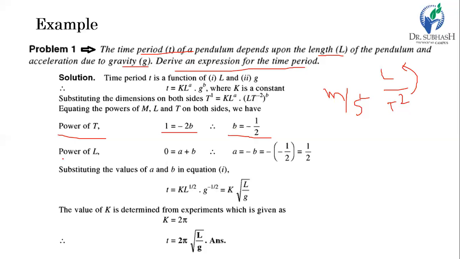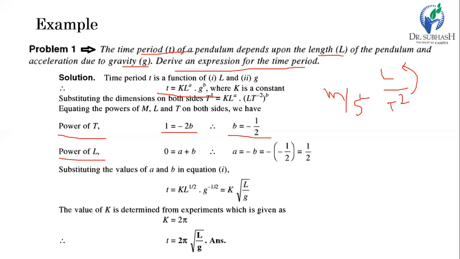After comparing the power of T, let's compare the power of L. On the left-hand side there is no L, so the power of L is 0, equal to L raised to a plus L raised to b. So a plus b equals 0. Now putting in the value of b, we get a equals plus 1 half. Substituting the values of a and b in the equation, we get T equals K into L raised to 1 half into g raised to minus 1 half.